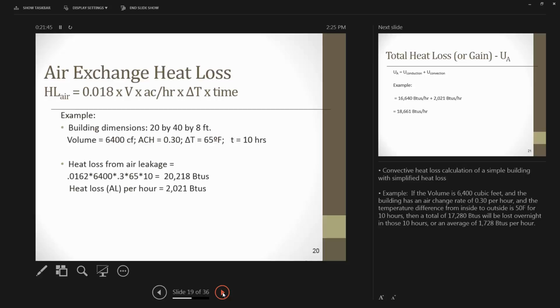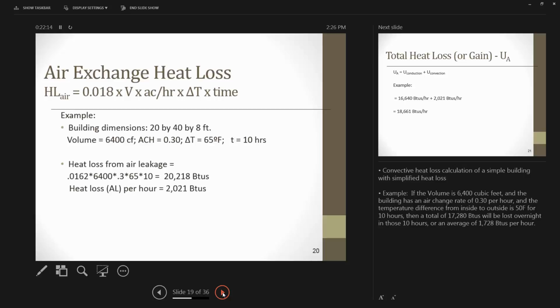Our delta T, so again, we're using our same design loads, 3 degrees outdoors, 68 degrees indoors, and then over a 10-hour period. So run the math out, we get 20,218 BTUs over 10 hours. So about just over 2,000 BTUs per hour in convective heat loss.